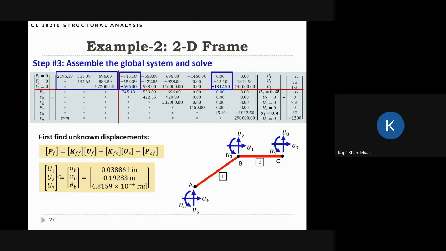So you can see that U1 is U at B, U2 is actually V at B, and U3 is the rotation at B. Sometimes I write it just to give physical significance of these degrees of freedom. The first two have the units of inches, and the third has units of radians. Okay, so this is the solution for this problem.